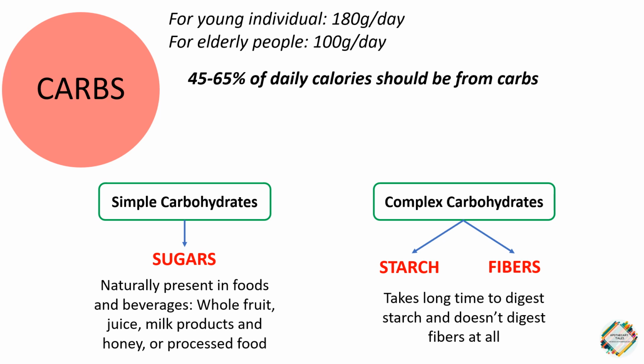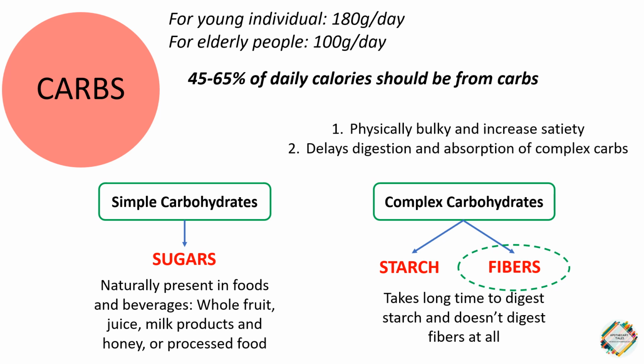When we specifically talk about fibers, there are two properties. One, it is physically bulky and thereby increases satiety in the individual. Second, it delays the digestion and absorption of the complex carbohydrates, thereby contributing less to the overall blood glucose level.